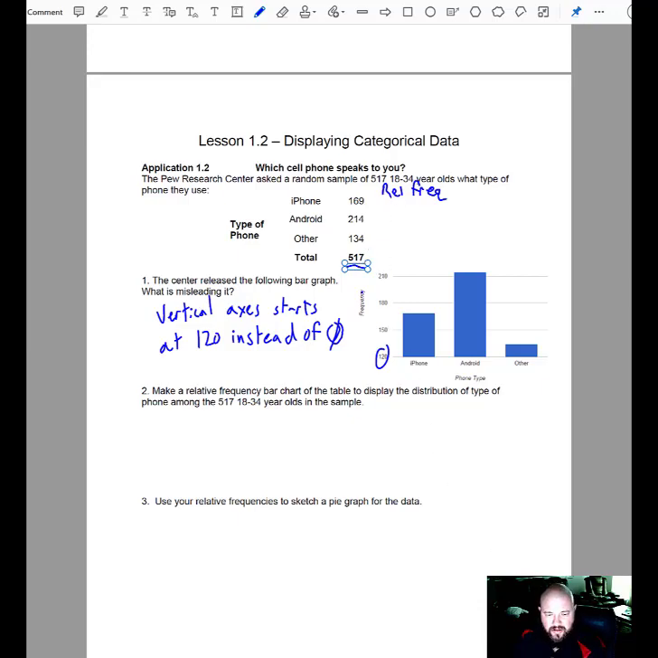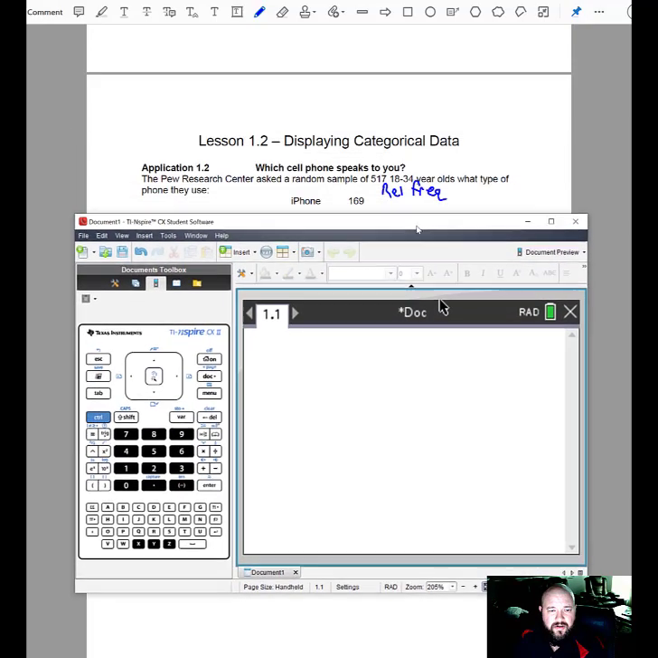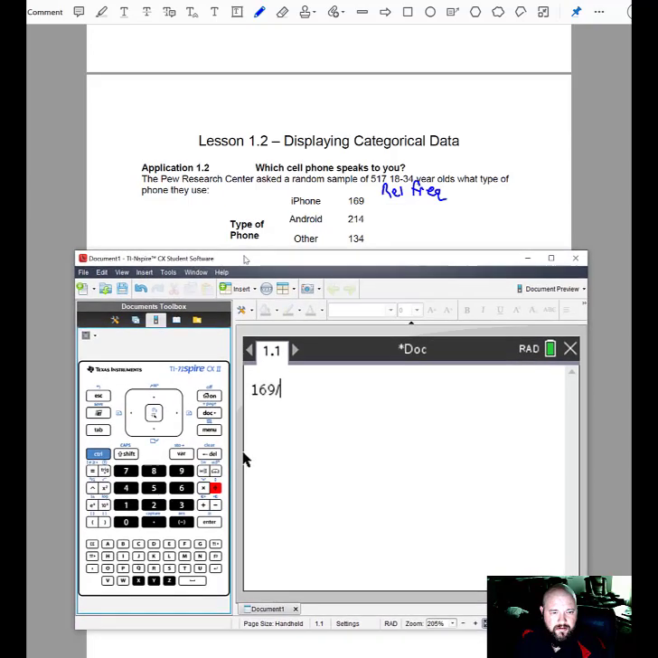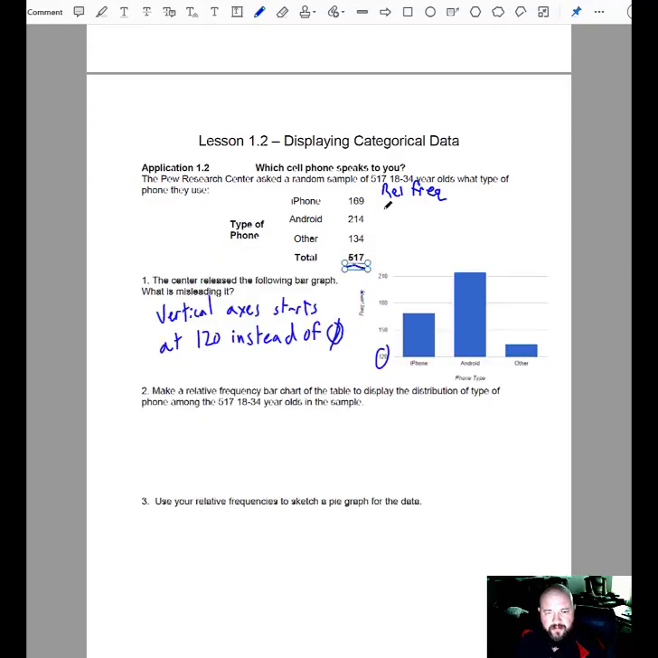So with this, we have 169, I believe, is the setup for that first one right there. So we'll say 169 divided by, what was it, 517, was that it? Yes. 517. So let's leave it at 2 decimal places. So we'll say 0.33. Okay, and then we've got 214 over 517.